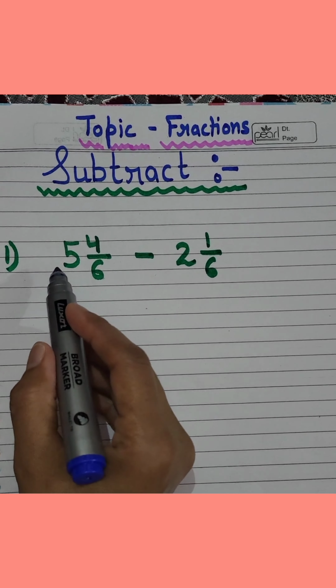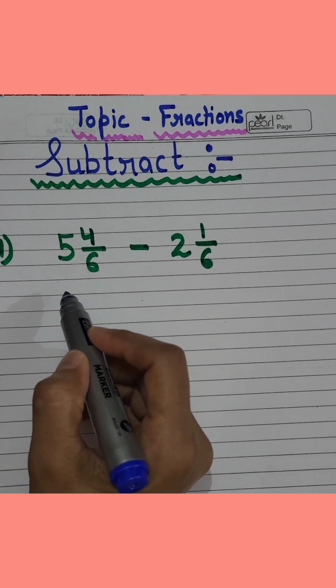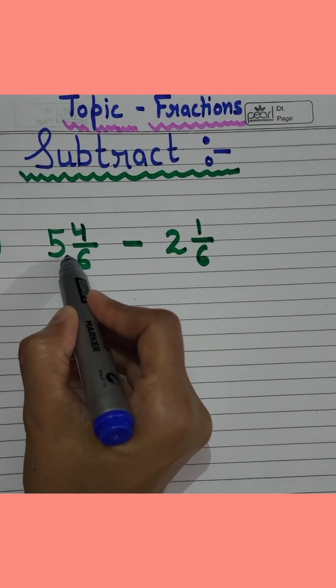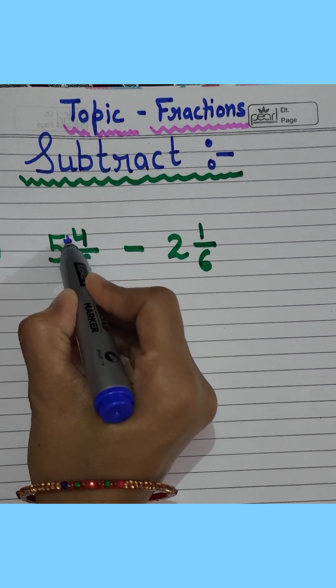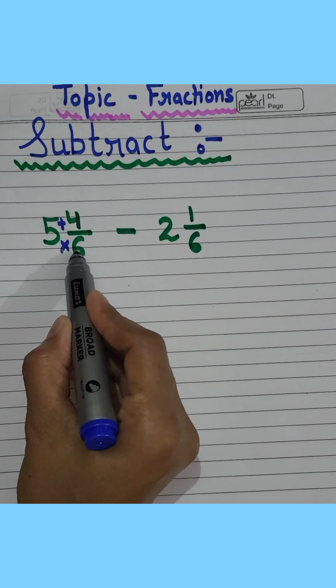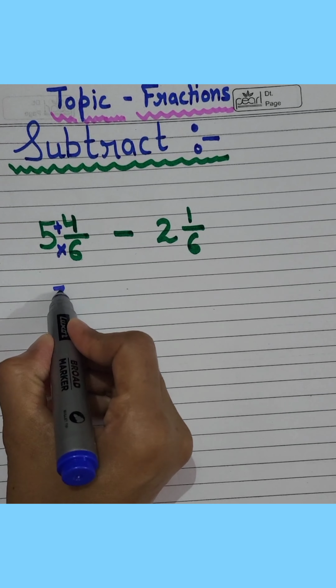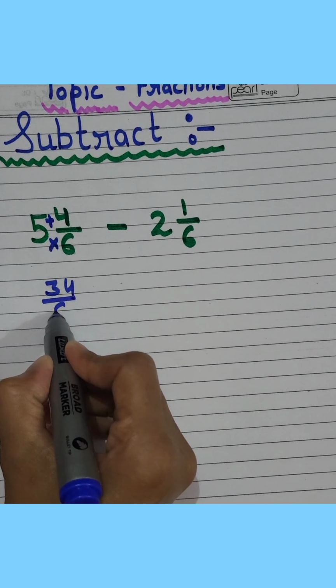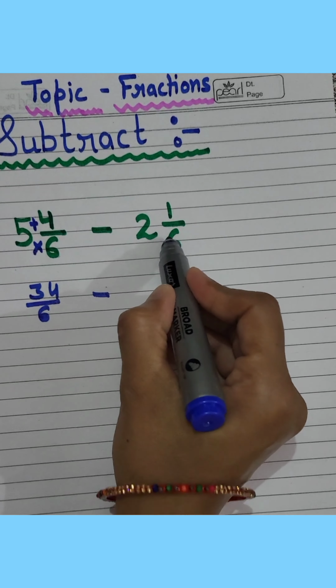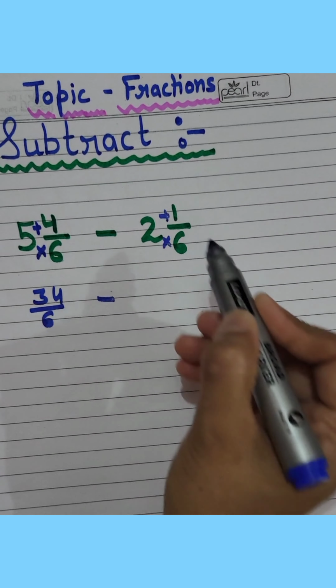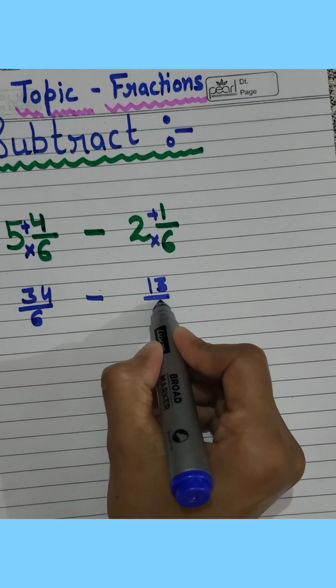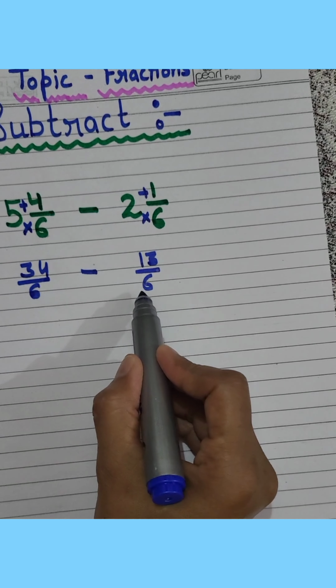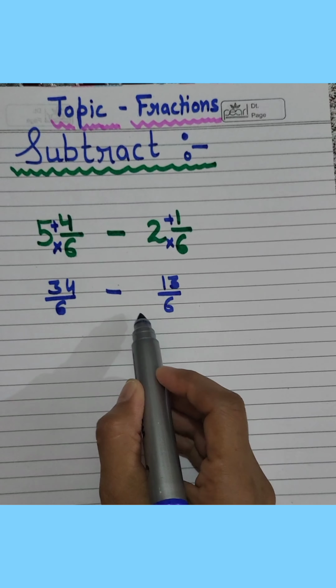Now see, again this is a mixed fraction, so we have to convert it into an improper fraction first. So first multiply this and add this. 5 times 6 is 30, 30 plus 4 is 34 by 6, minus 2 times 6 is 12, 12 plus 1 is 13, 13 by 6. Now see, their denominators are the same, so these are like fractions.